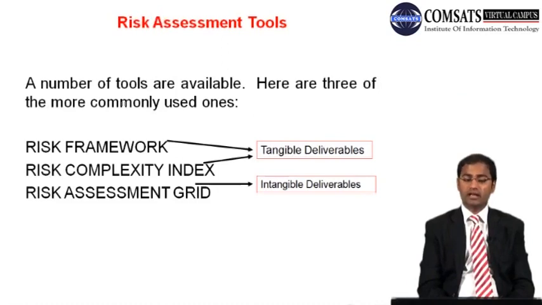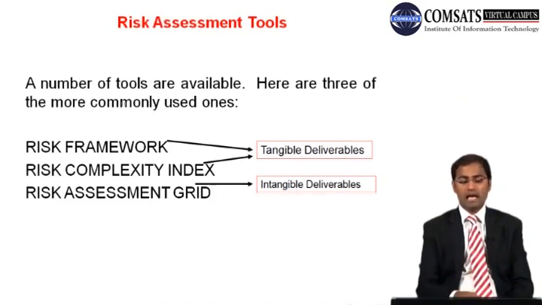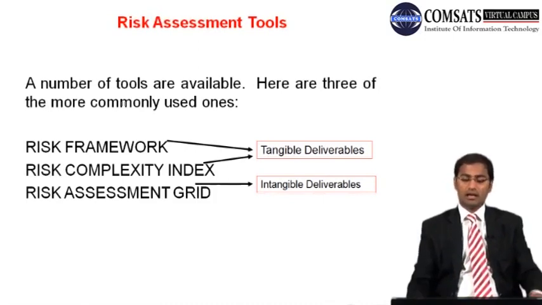The first one is the risk framework, the second is the risk complexity index, and the third is the risk assessment grade. As far as tangible projects are concerned, we use two methods, called the risk framework and the risk complexity index. Tangible deliverables mean constructing a road, a house, a mosque, a monument, or something else. Similarly, developing software, a database, or a website.